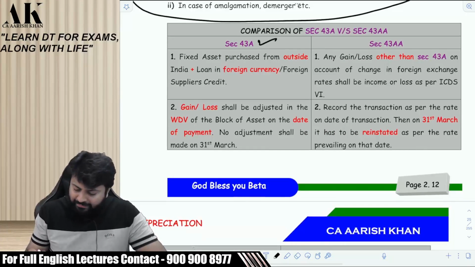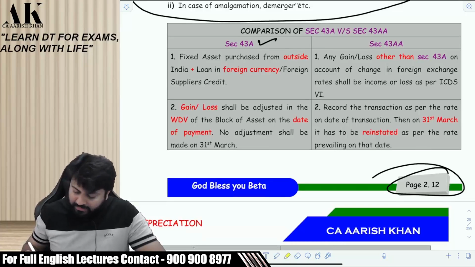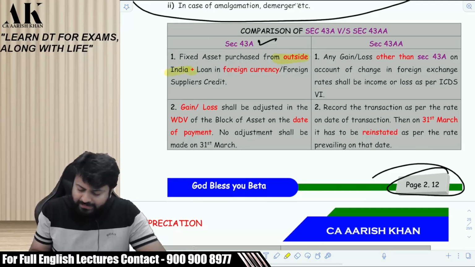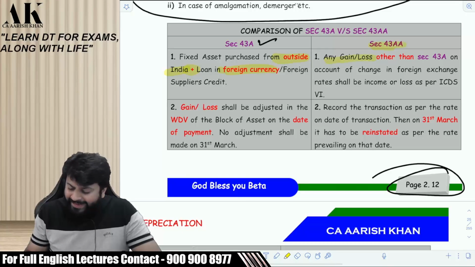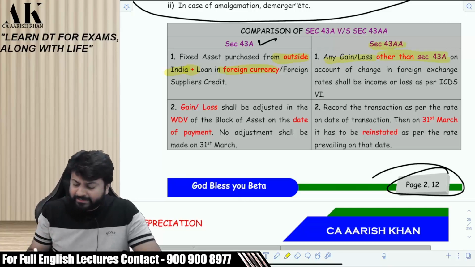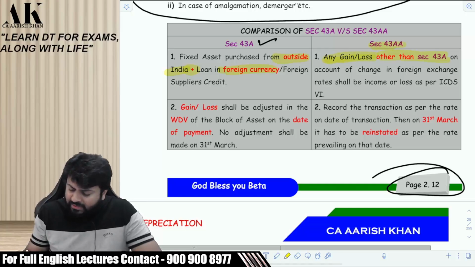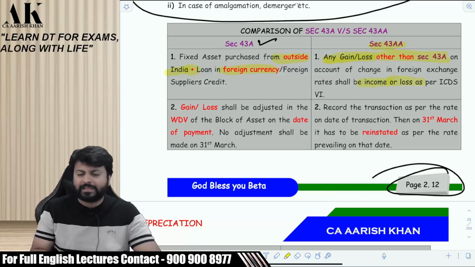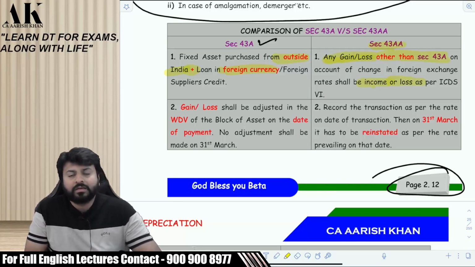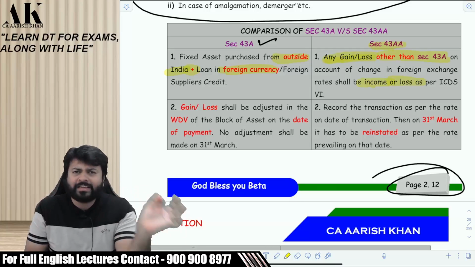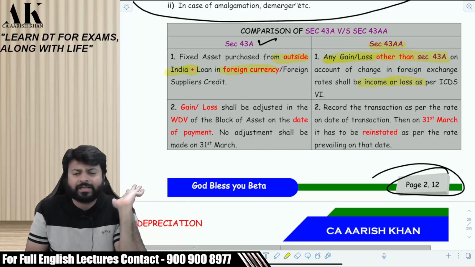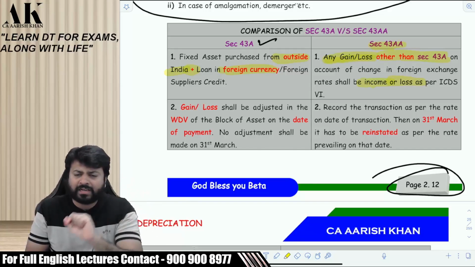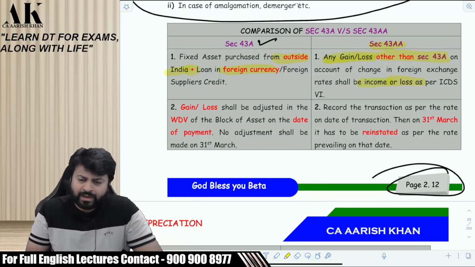What is 43A? Page number 2.12. 43A talks about outside India if you are purchasing plus foreign currency loan. 43AA, any gain or loss other than 43A. Other than 43A, if there is any gain or loss, you shall be treating that as income or loss as per the ICDS. So 43A is normal. It is saying any gain or loss other than 43A will come in 43AA, either as income if there is a profit, or as loss if there is a loss. Okay.